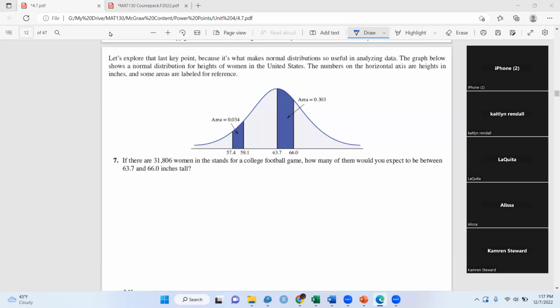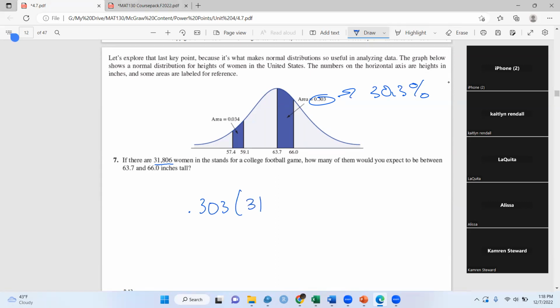Maybe my first question to you all should be, what percent of women are between 63 and 66 inches tall? Would it be 30 and a third? Nice. So this is the percentage. Good, 30.3%. And then we're told that there's this many women in a college football game. So we just need to calculate 30.3% of that number, which is just multiply, if you recall from unit 1, and that's the amount, which I believe is 9,637 women.